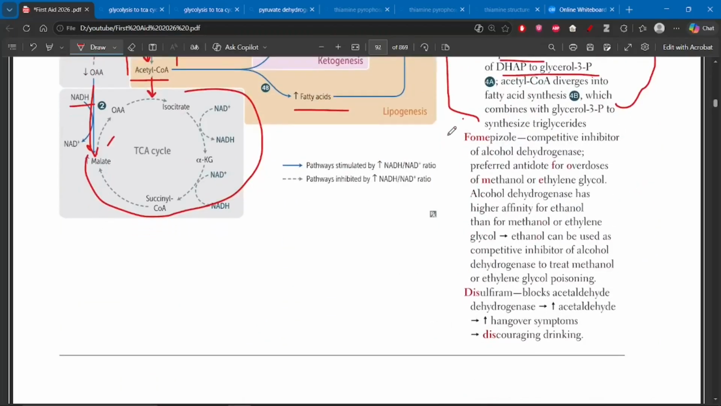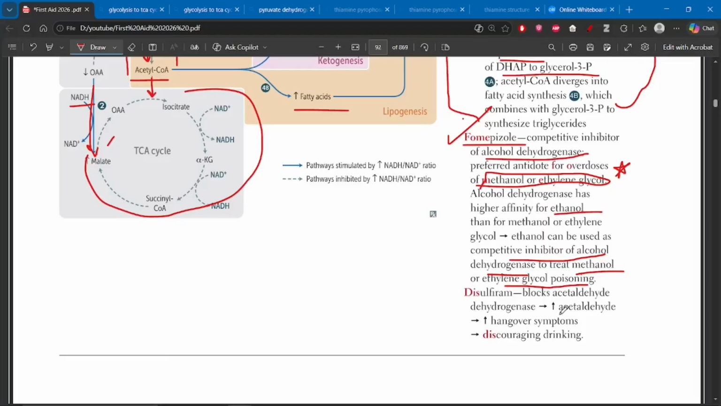And fomepizole. Now, these are important things. Fomepizole is a competitive inhibitor of alcohol dehydrogenase. This is what is used to treat overdoses of methanol or ethylene glycol. Not ethanol, methanol, right? You know the difference between the two of them. Alcohol dehydrogenase has a higher affinity for ethanol than methanol. So ethanol can be used as a competitive inhibitor of alcohol dehydrogenase to treat methanol or ethylene glycol poisoning. So methanol or ethylene glycol poisoning can be treated by fomepizole and can also be treated by increased administration of ethanol to the patient.